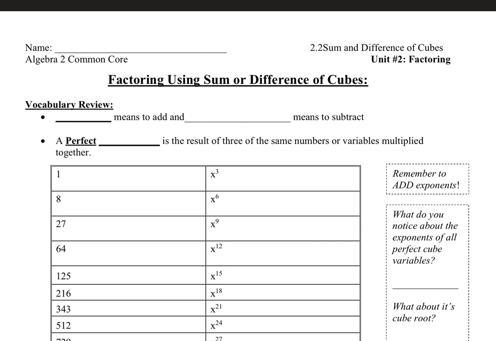All right, so today we are doing the sum and difference of cubes. Yesterday we did the difference of perfect squares, and they have a similar look to them, but instead we have cubes, and we could have a sum and a difference. Just as a reminder, sum means to add or is a plus sign, and difference means to subtract or is a minus sign. A perfect cube is the result of 3 of the same number or variable multiplied together. 3. So perfect square was 2.